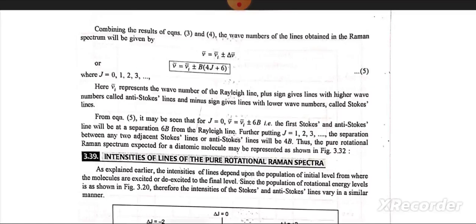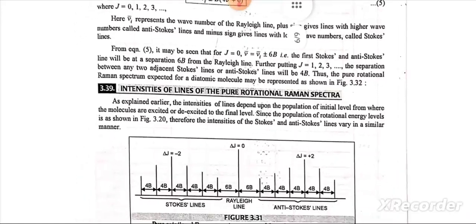From equation 5 it may be seen that J equal to 0 gives the first Stokes and anti-Stokes lines at a separation of 6B from the Rayleigh line. Further, putting J equal to 1, 2, 3, the separation between any two adjacent Stokes lines or anti-Stokes lines will be 4B. Thus, the pure rotational Raman spectrum expected for a diatomic molecule may be represented.